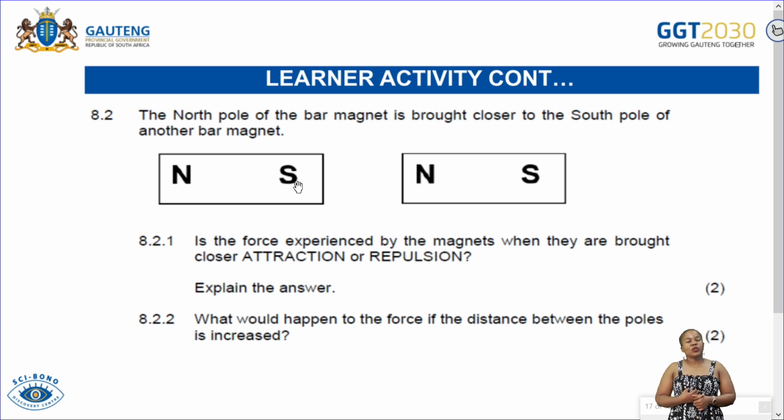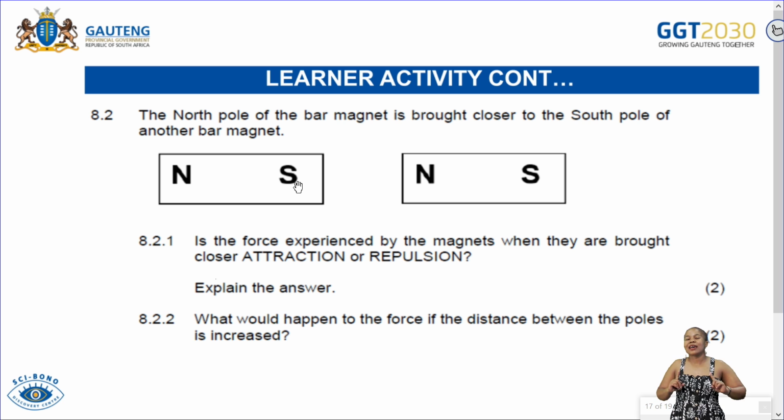8.2 is saying the north pole of the bar magnet is brought closer to the south pole of another bar magnet. So you've got your north south, and then you've got north south on the other side. That means that the unlike poles are facing each other. So what is it that's going to happen? 8.2.1 is the question asking about a diagram of the magnets presented to us right at the top. Is the force experienced by the magnets when they are brought closer an attraction or repulsion?